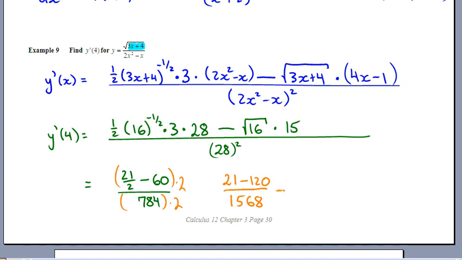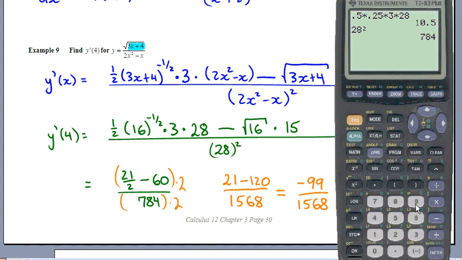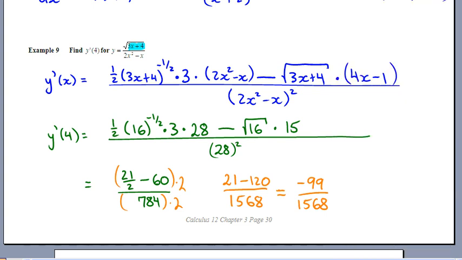Okay, so that would be negative 99 all on top of 1568. I don't think that reduces. I'm going to check 99 divided by 1568. I'm going to ask my calculator, hey math, convert that to a fraction. Nope, that's as small as it gets. That's my answer for that one.